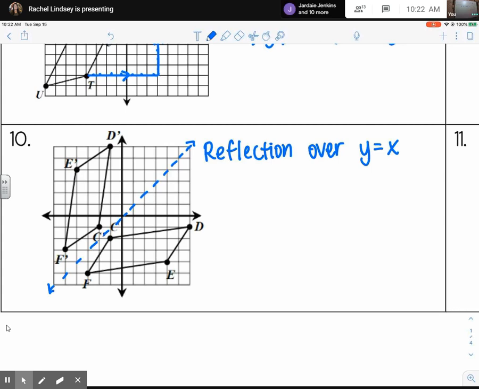Okay, so we need our coordinate rule for that. Remember, when it's Y equals X, all you do is switch the Y and the X positions. So that it's in the same order, Y, X, Y, X.